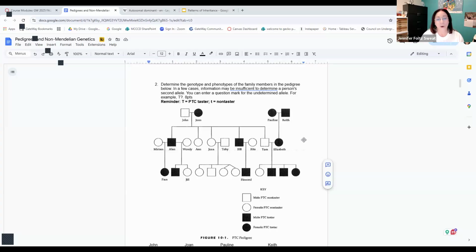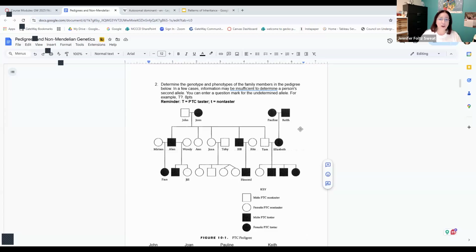And so they figured out that there's one gene that codes for whether or not you can taste PTC. And it's a dominant gene. And we know that because most people can taste it, right? If a gene is dominant, usually it's present in a lot of people. So you guys, for this pedigree, have to figure out the genotypes of all these people.